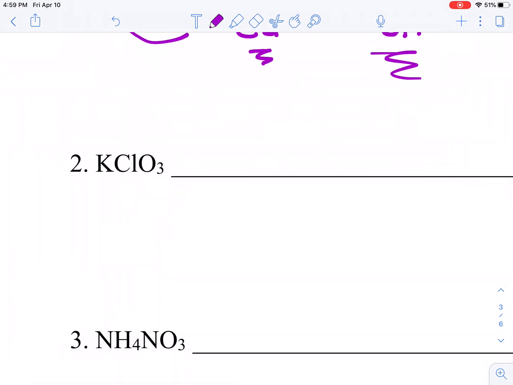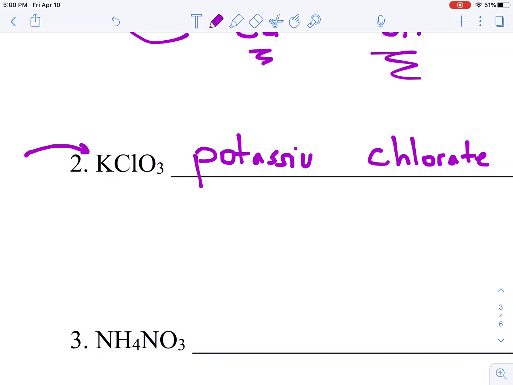All right, looking at number 2, what do we know about the anion? The anion here is chlorate. What do we know about the cation? The cation is potassium. Does potassium have multiple charges or a single charge? Well, it's always a +1. It's always in the first column. So here we are going to just write out potassium. And potassium chlorate is good like that with no Roman numeral.